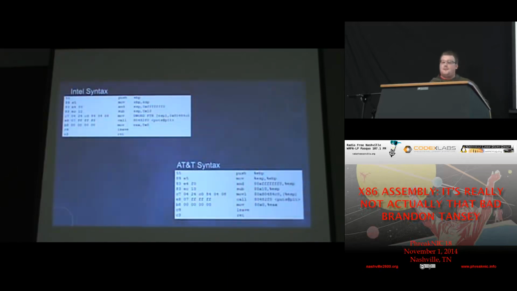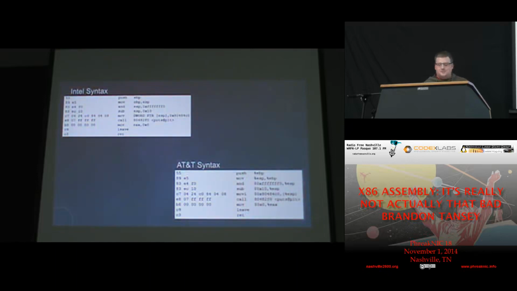I've always wondered, why did AT&T go with dollar signs and percent signs when Intel never gave them? So it's weird. Personally, I just use Intel, because that's just what we use. But why did AT&T do that? Well, if you think about it logically, I guess it defines what's coming next. It's like you don't need to see a dollar sign to know that 0 is an immediate value, and a percent sign to know that EAX is a register. Maybe it's just more explicit in certain things.